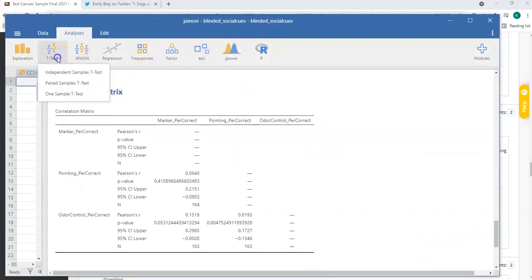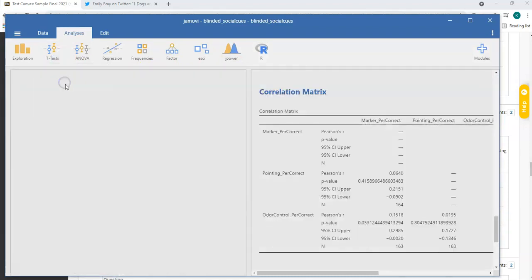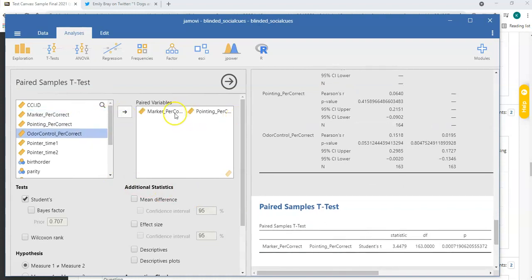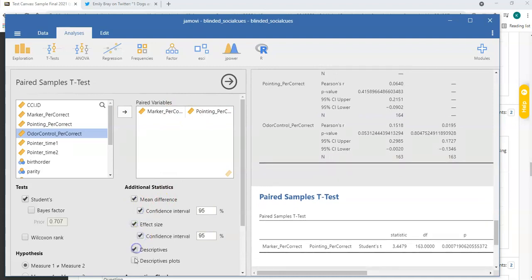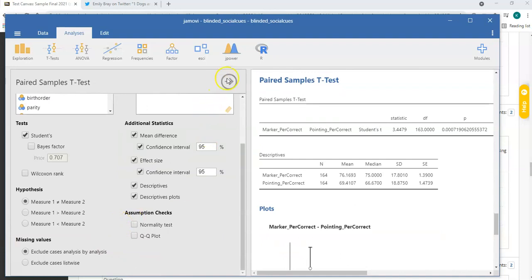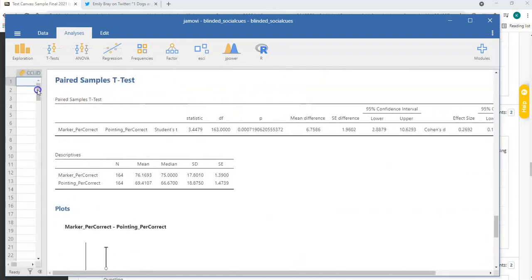We want to run a paired samples t-test. So we want to do marker task and pointing task. Those are the two we're comparing. Again, we want all these goodies. Yeah, that should be it. And so now let's look at this. We do have a compelling p-value.